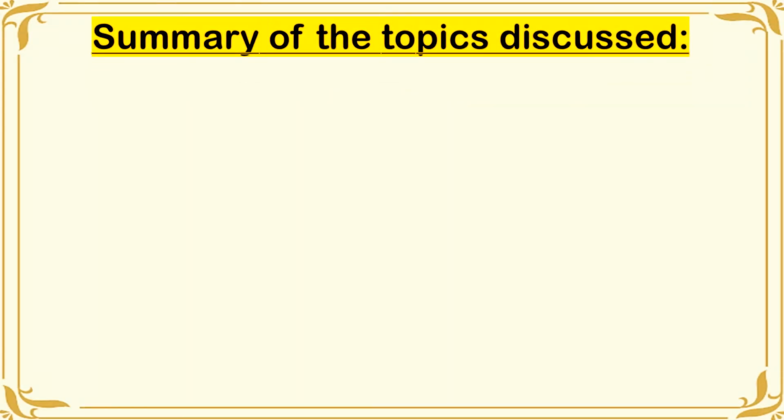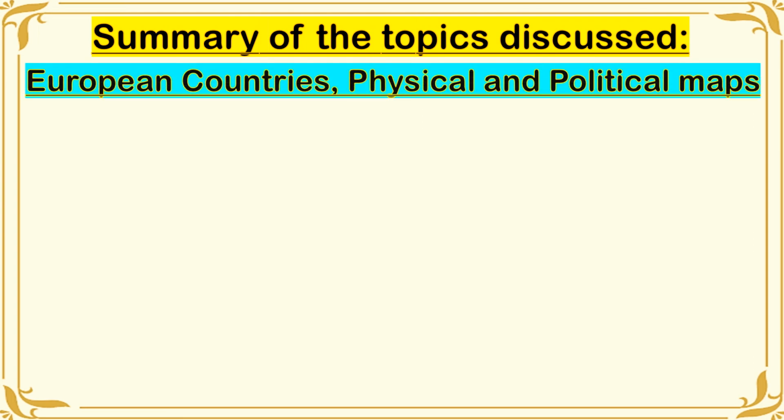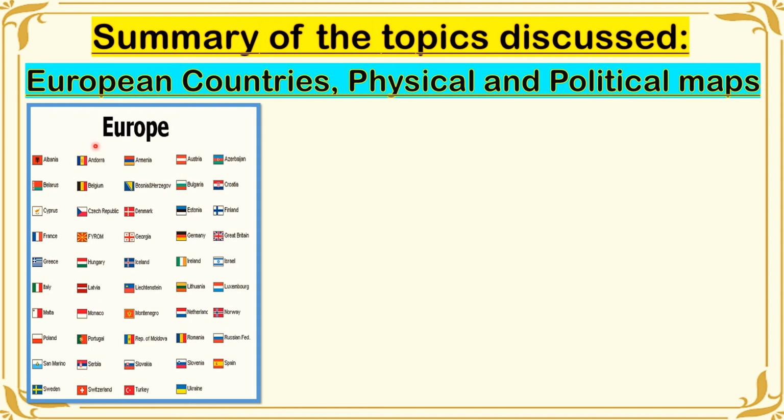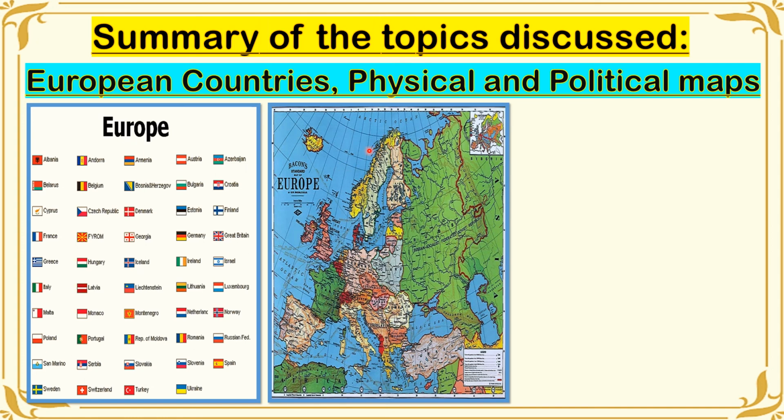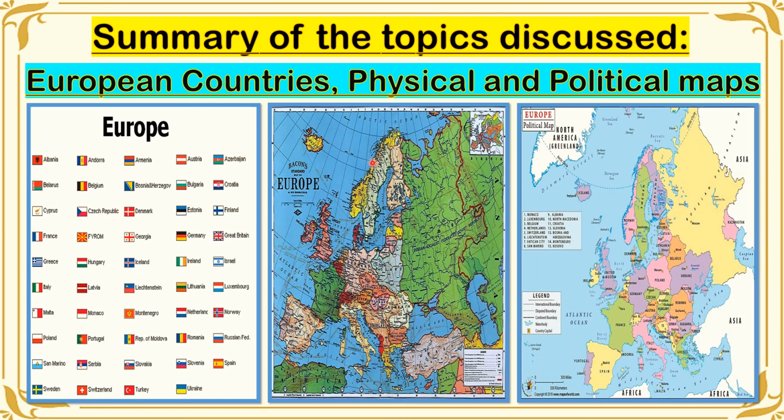Now class, let us summarize the topics that we have just discussed about European countries, physical and political maps. So class, in European continent, there are 50 countries. This is how a physical map of Europe looks like. So it shows us green color, which means vegetation or forest. The land area is brown color, and the bodies of water that surrounds this continent is the blue color. This is the political map of Europe, which shows us the different countries and capital cities of this continent.